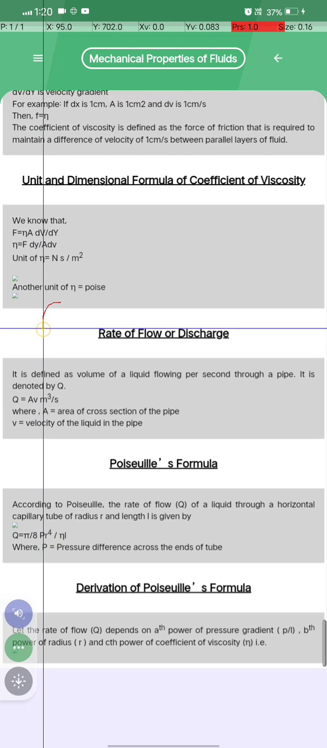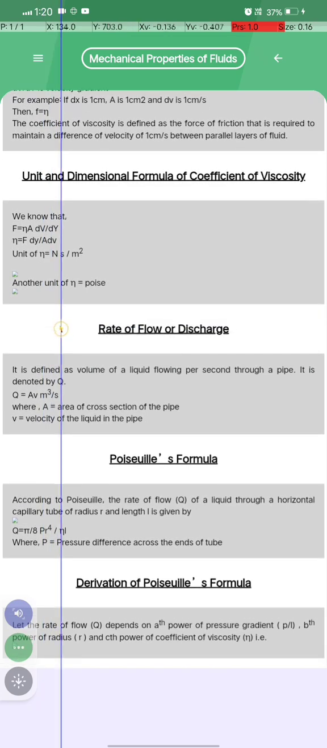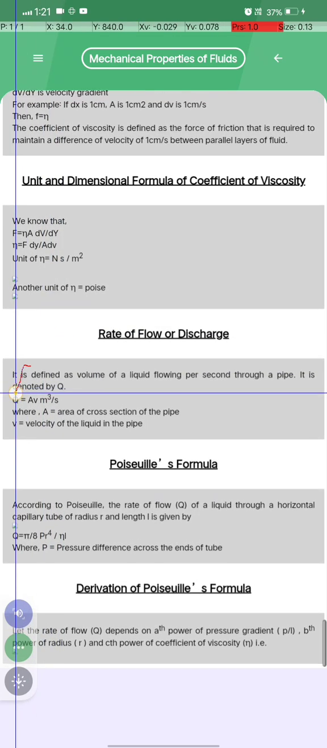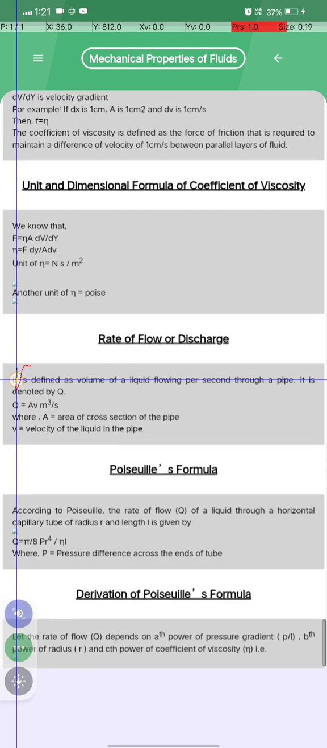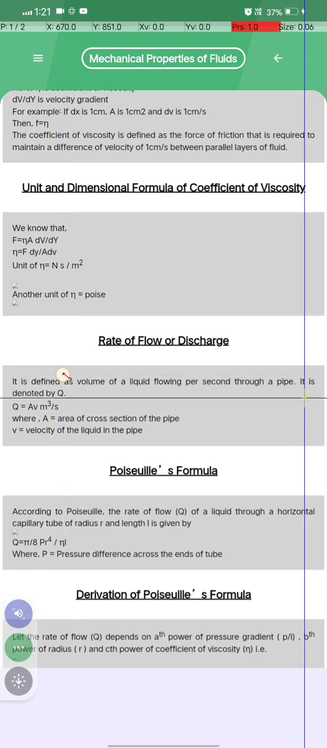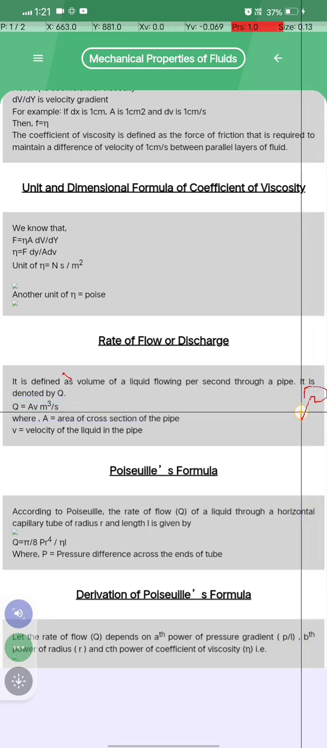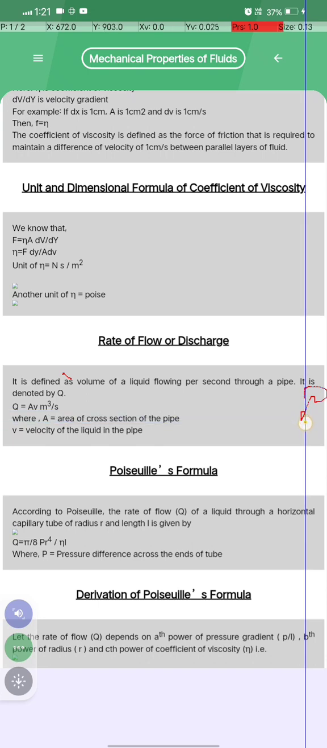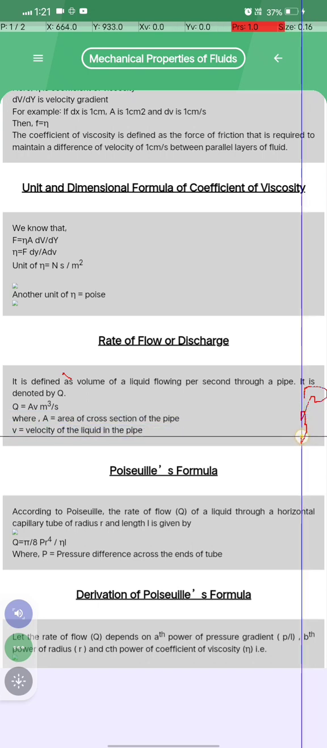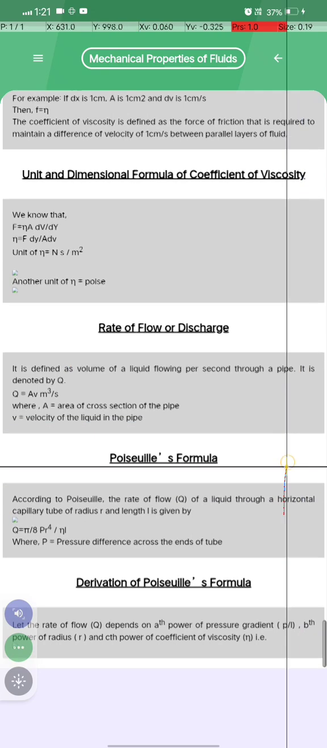Now, what is rate of flow or discharge? It is defined as the volume of liquid flowing per second through a pipe. It is denoted by Q, and Q = Av in meter cube per second, where A is the cross-sectional area of the pipe and v is the velocity of the liquid in the pipe.